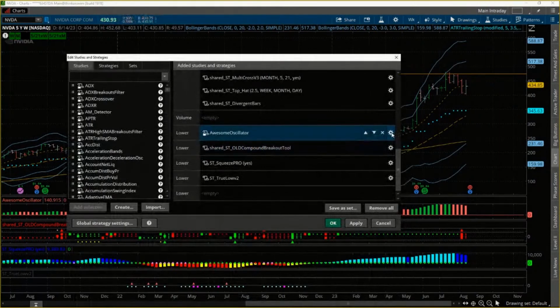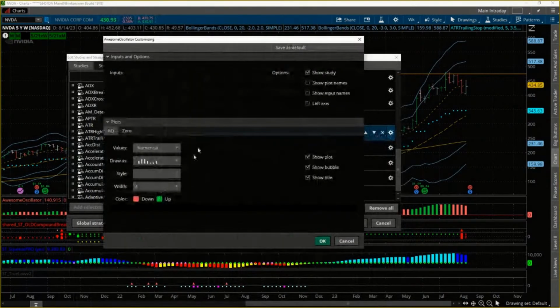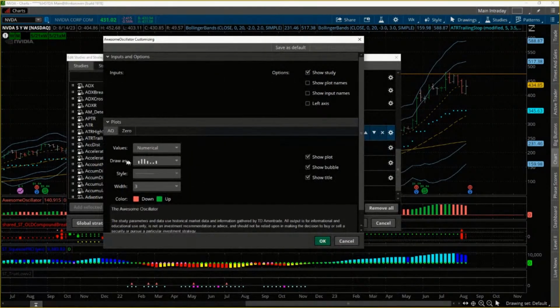The internal settings for this indicator are the default. The width is 3. I draw them as bars. They're numerical values. And you can see they're red and green bars down here on the plot.